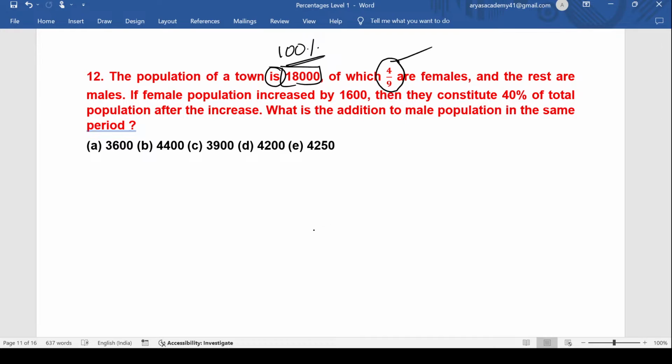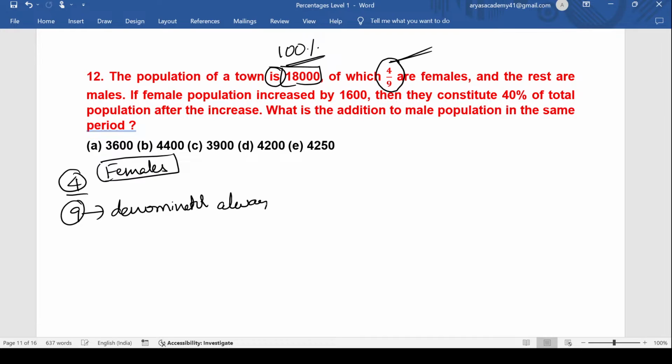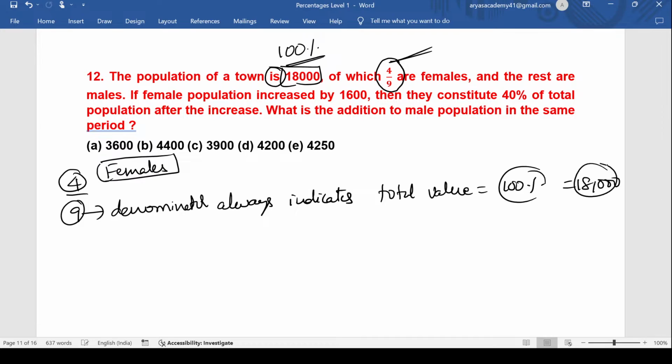4 by 9 are females. You have to understand whenever a fraction is given, 4 by 9 are females, what is the sentence actually stating? 4 by 9 are females means 4 out of what? 9. Whenever a fraction is given, the denominator always indicates the total value. Denominator always indicates total value, that is nothing but 100% or 18,000 in this case.